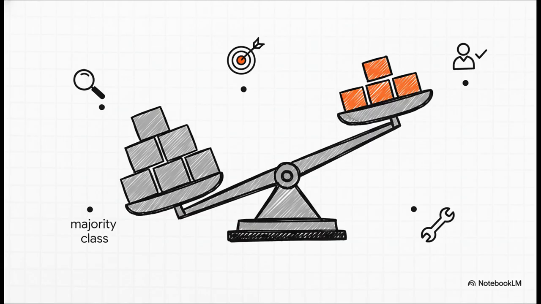Class imbalance, the classic machine learning villain, right? And guess what? LLMs are not immune. The model is always going to be biased towards the class it sees the most. So your job, as the architect, is to fight back strategically.